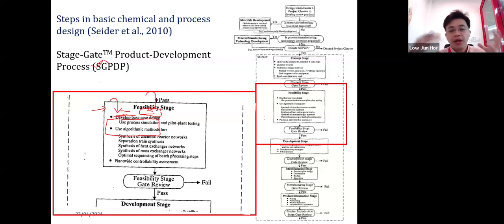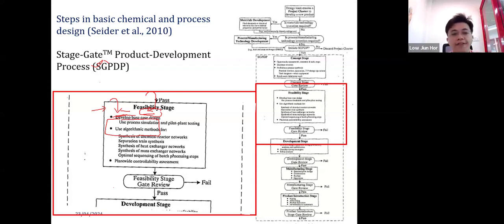But compared to the real chemical plant that we are going to construct, the pilot plant, normally their size is much smaller than the real one. And normally the pilot plants are constructed indoors. They are still considered a chemical plant, just that their size is smaller than the real chemical plant.